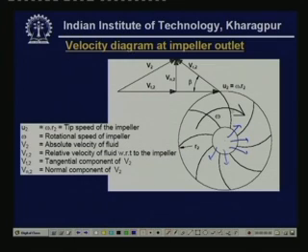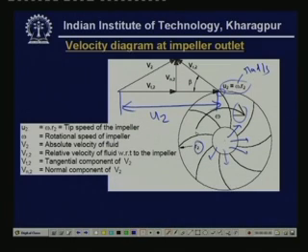You can see here that the impeller is rotating in this direction. This is the direction of rotation. If you are drawing the velocity diagram at the tip of the impeller, you find there are different velocities. What are the velocities? First you have the peripheral velocity or tip speed, given by u2. This is the product of the rotational speed of the impeller in radians per second, omega, multiplied by the impeller radius r2. If you multiply the rotational speed with the impeller radius, you get the tip speed u2.